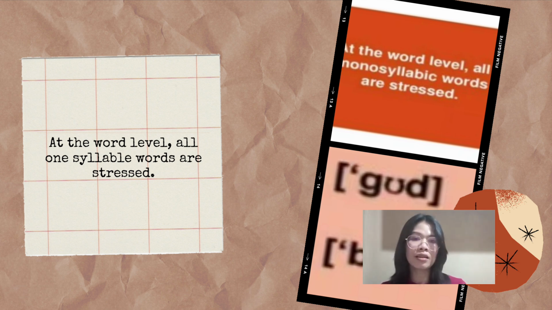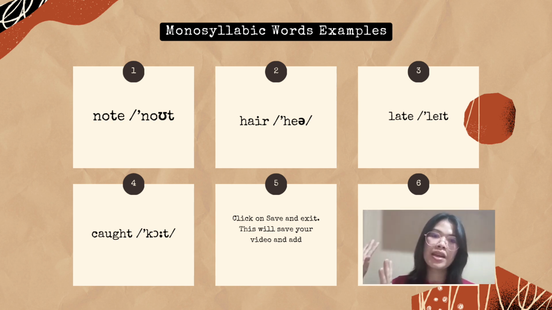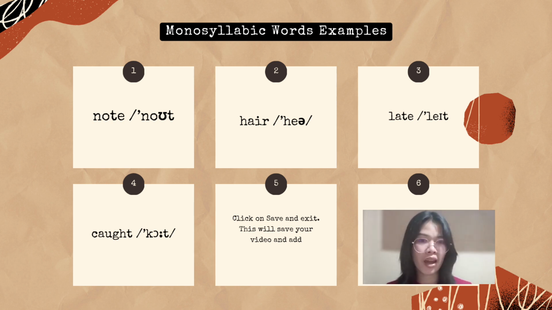At the word level, all one-syllable words are stressed. So all the phonemes in monosyllabic words are stressed, no matter what word it is; as long as it has one syllable, it is stressed already. One example is good, book, cat, mat, and others. More examples of monosyllabic words are listed here on this page, like note, hair, late, caught, and many more.